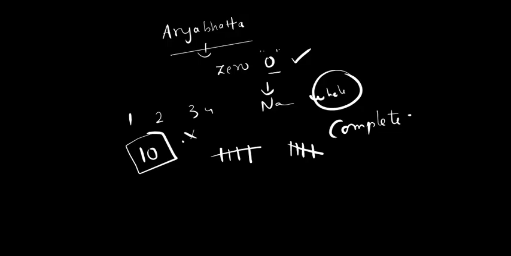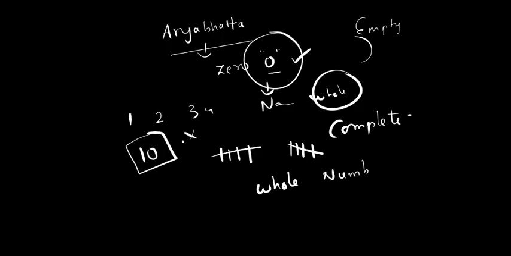Aryabhatta invented or introduced zero. He believed that numbers without zero are not whole or not complete. Without shunya, he thought it is empty. Okay. So from here, it became complete numbers, that is whole numbers. Whole numbers means 0 plus natural numbers. 0, 1, 2, 3, 4, 5, 6, 7, 8.